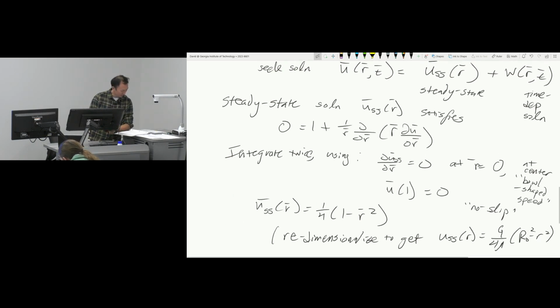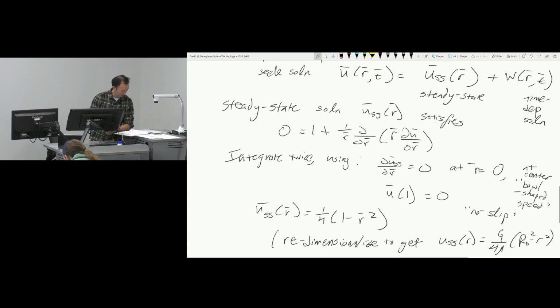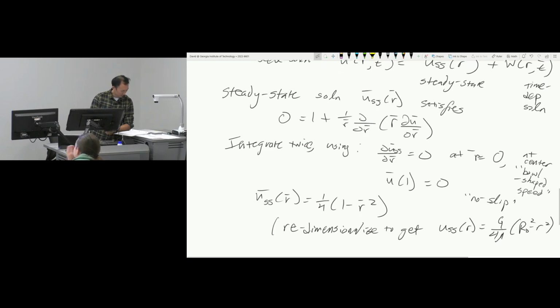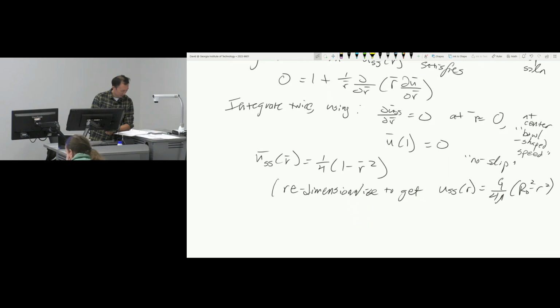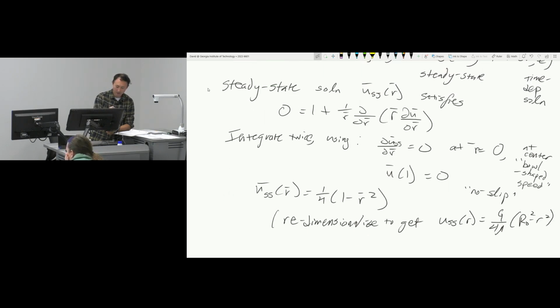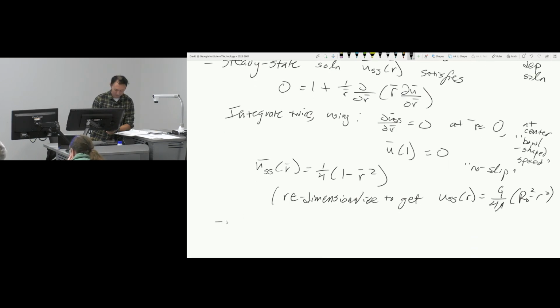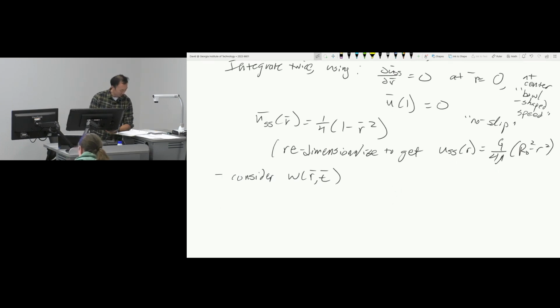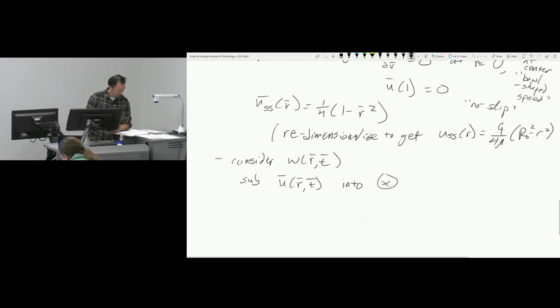But now we have to figure out the non-steady state solution. So this is the steady state solution. Now we consider omega r of t, which I'll call W. To figure out the PDE that satisfies this one, we substitute u bar into the equation that we had in the previous slide, the dimensionless version of our governing equation.